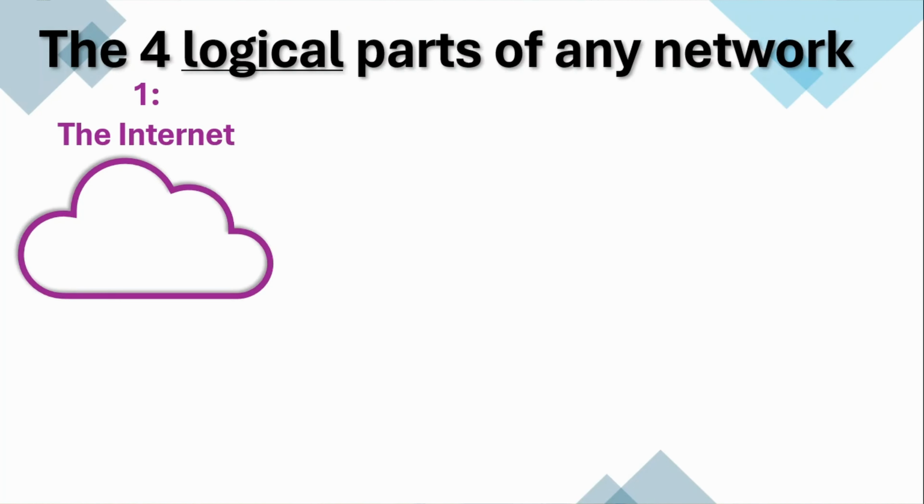Forget devices for a moment. Before we talk about boxes, cables, and Wi-Fi names, we need one clear picture in our heads. The basic home network is really just four logical parts. First, we have the internet. This is everything outside your home. Your internet provider, their network, the wider internet. You don't control anything here.